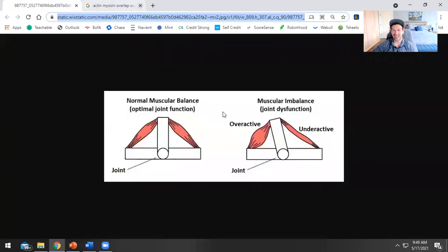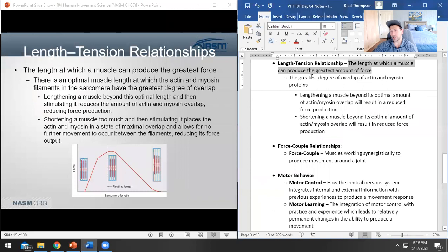So looking at this right here, this is sort of what this looks like. So we want to have an ideal resting length. We don't want to have altered length tension relationships. We want to have ideal length tension relationships. We want to have the greatest degree of overlap between actin and myosin fibers in both muscles, right? I want my actin and myosin to have an ideal overlap. If they have too much overlap, they can't move. That's a weak muscle. If they don't have enough overlap, they can't grab each other. That is also a weak muscle.